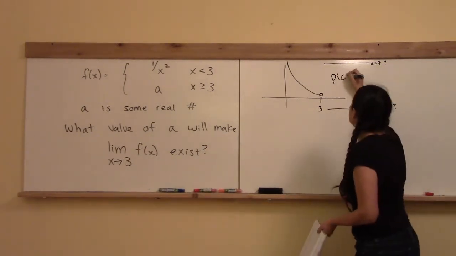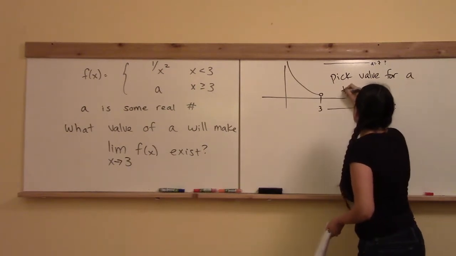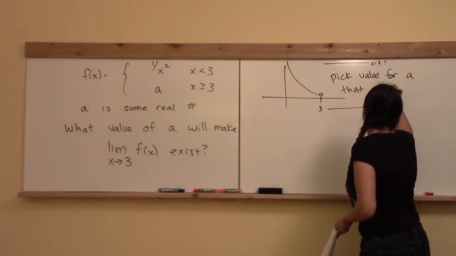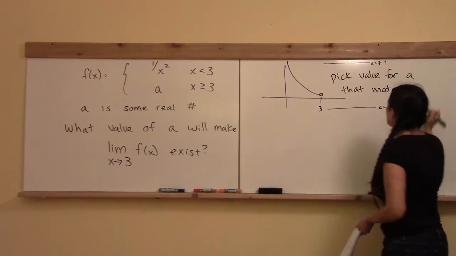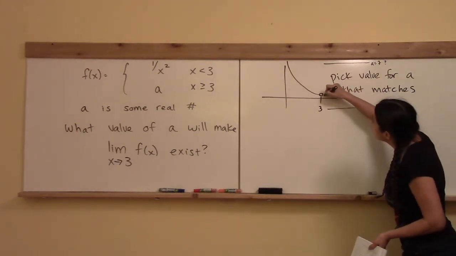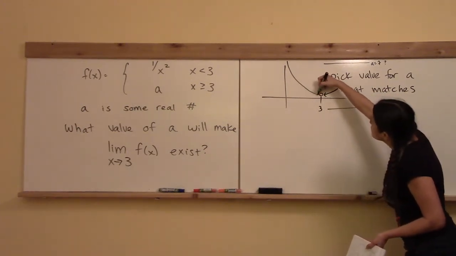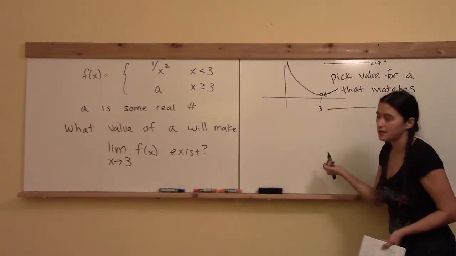So you have to pick the value for a that matches. And what am I trying to match here visually? What am I trying to match? The height, that's right. I want to pick a value for a that matches what's happening as the function approaches 3 from the left-hand side. Okay?